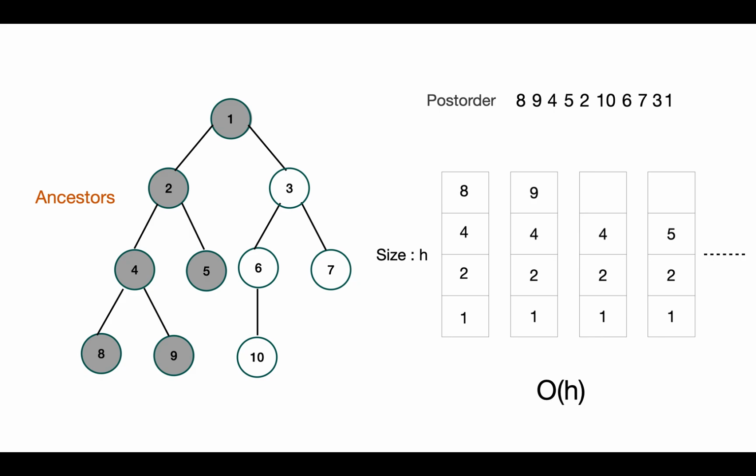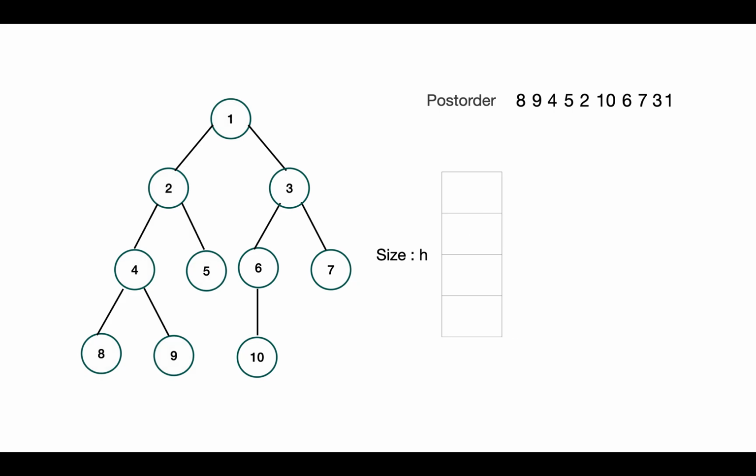Even if we use the recursive approach, it will take order of h space on the call stack, as the max depth of recursion will also be equal to the depth or height of the tree. So for DFS, space complexity would be order of h. In the recursive implementation, you can also term it order of d, where d stands for the depth of the tree.